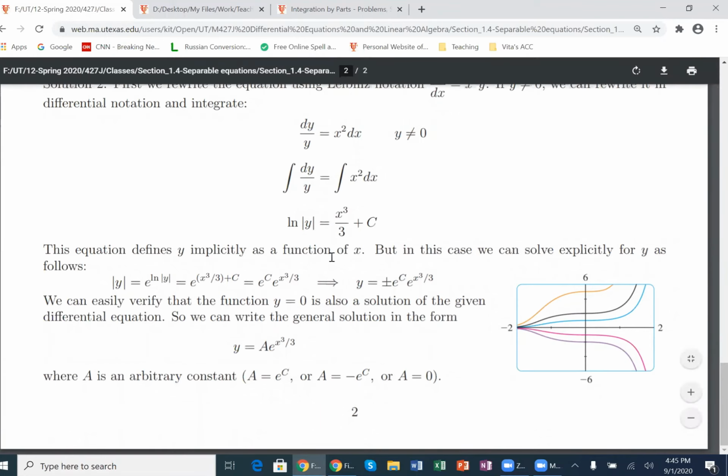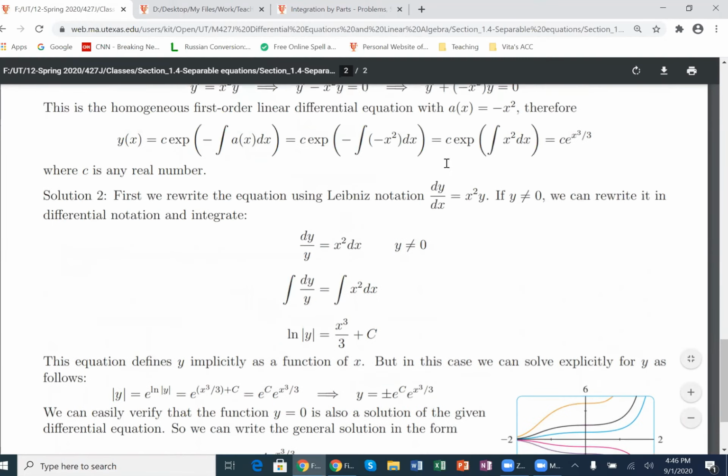Yes. So, suppose y is equal to 0. Then we cannot apply this logic, because in order to jump from here to here, we divide by y. If y is equal to 0, we cannot divide by y.